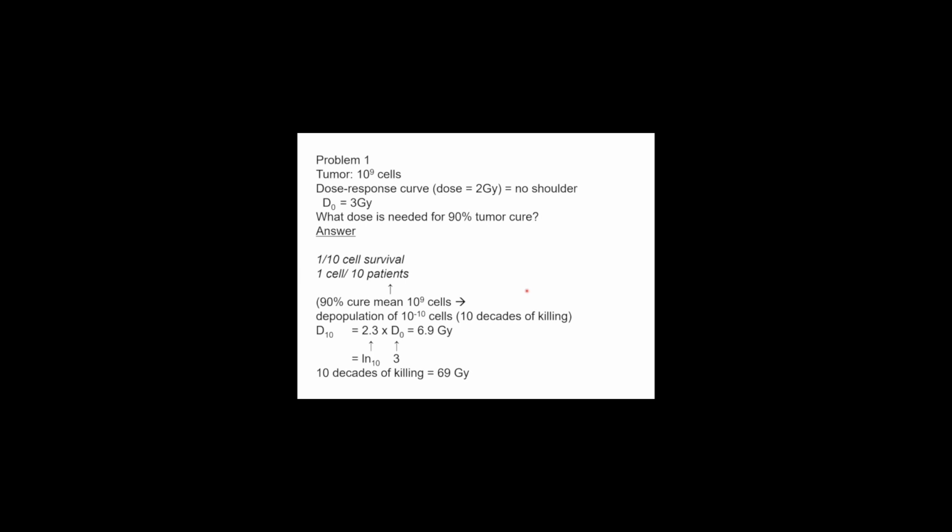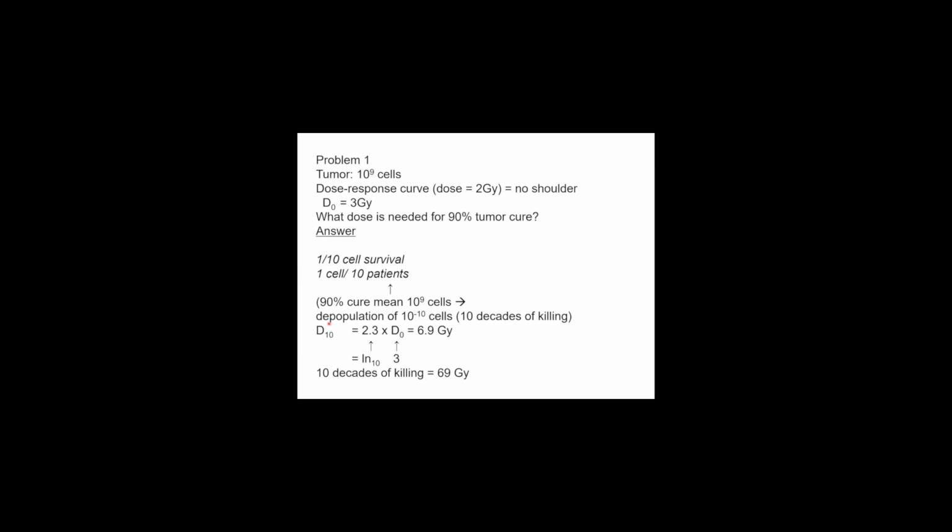Okay, so here we go. Exactly the question I was talking about. You have 10 to the 9 cells in the tumor. You have a dose response curve with no shoulder, so that means it's a straight line, right? The D0 is 3 gray. What does the dose need to be to give a 90% tumor cure? Well, what does a 90% tumor cure mean here? It means 1 cell in 10 patients. So if you start with 10 to the 9 cells and you go down to 10 to the minus 1 cells, that's 10 logs of killing, or 10 decades of killing.